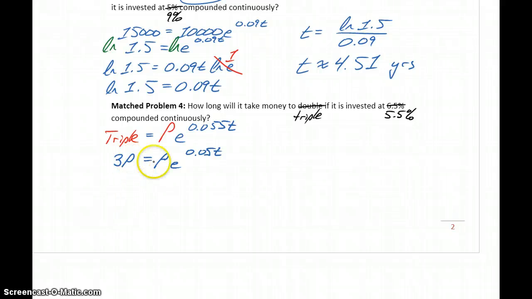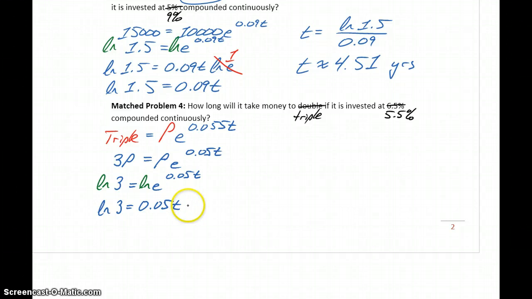So we can start by dividing both sides by P, which will give us 3 equals e to the 0.05t. Then we can take the natural log of both sides, to get the natural log of 3 equals 0.05t times the natural log of e, which is just 1. Dividing both sides by 0.05 gives us the natural log of 3 divided by 0.05.